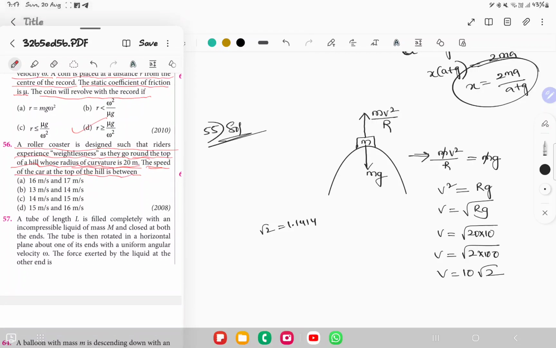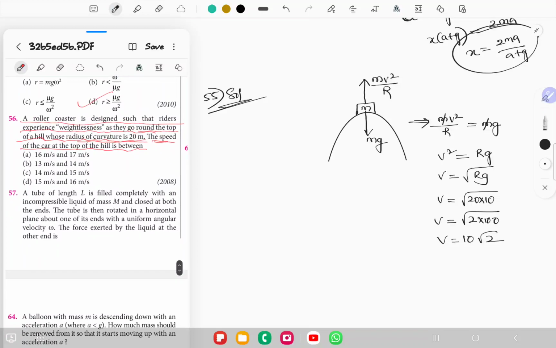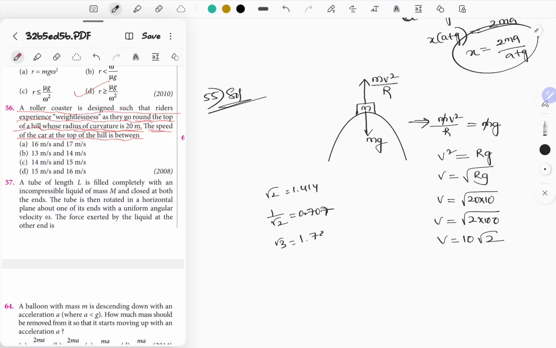What's the value of root 2? Root 2 is 1.414. Let me write that. So root 2 is 1.414 and 1 by root 2 is 0.707. Please remember, it will help you in solving numericals. Root 3 value is 1.732. 1 by root 3 value is 0.577. Remember these values.